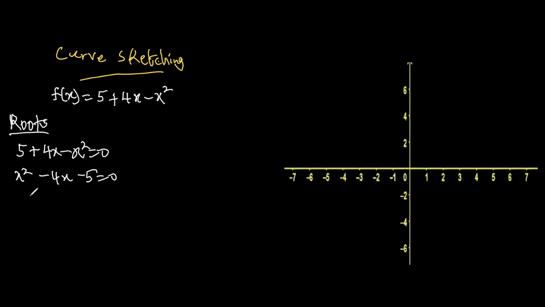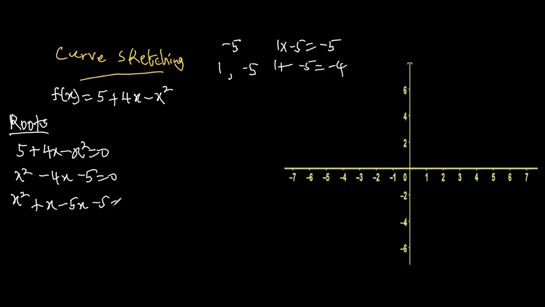Now, finding the solution to this equation, we look for factors of -5 whose sum will give us -4. So if we use 1 and -5, you remember that 1 times -5 is -5, and 1 plus -5 is -4. So we'll rewrite this as x squared plus x minus 5x minus 5 equals 0.